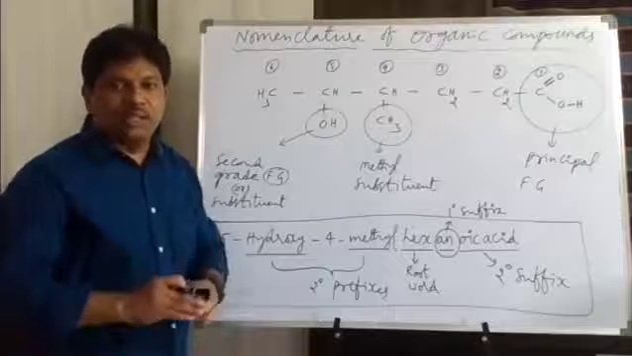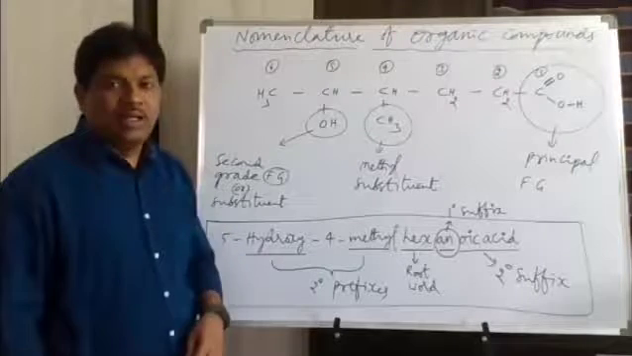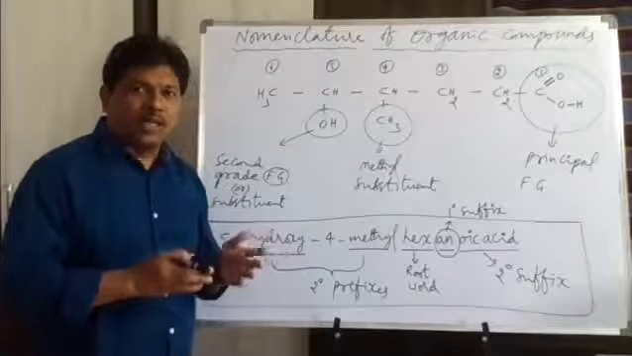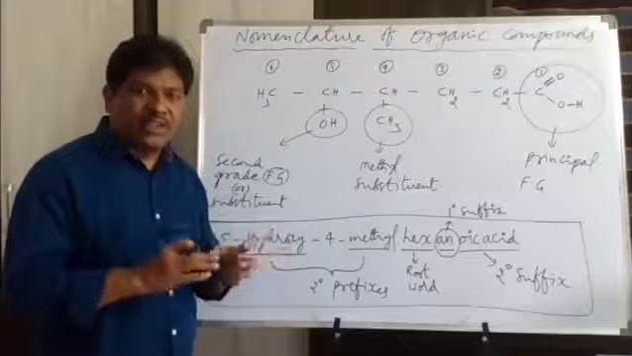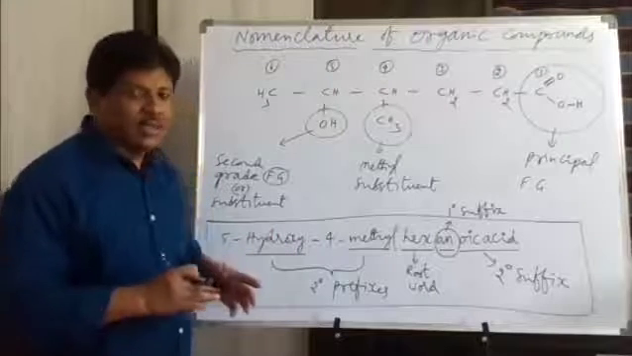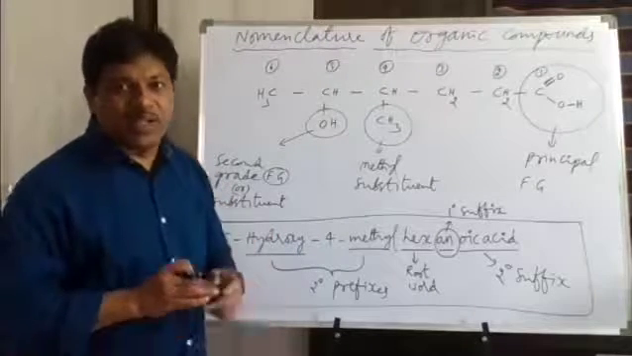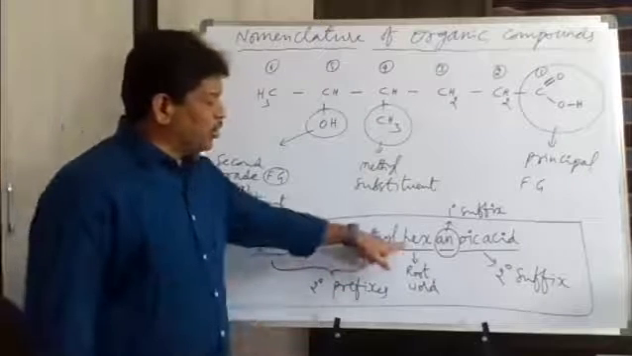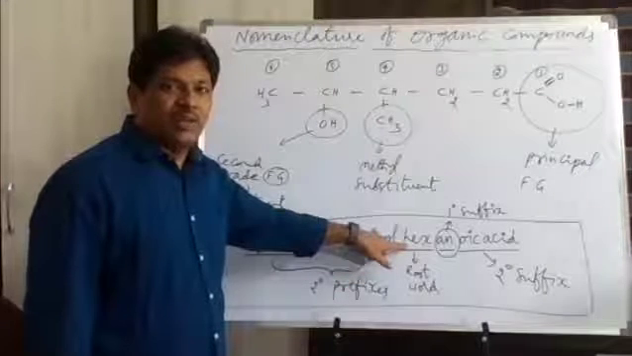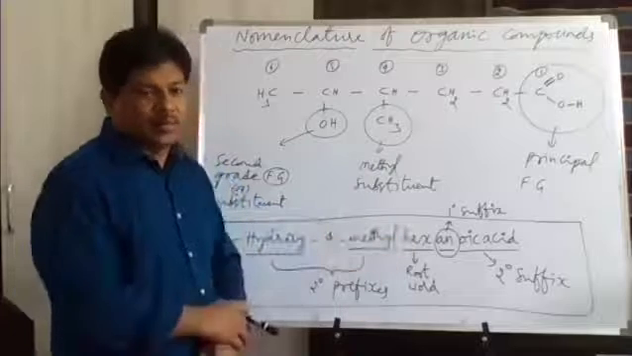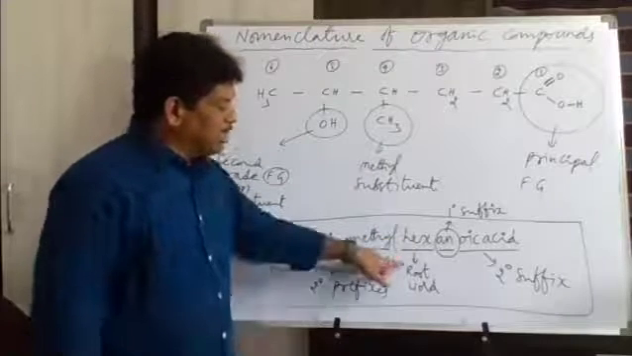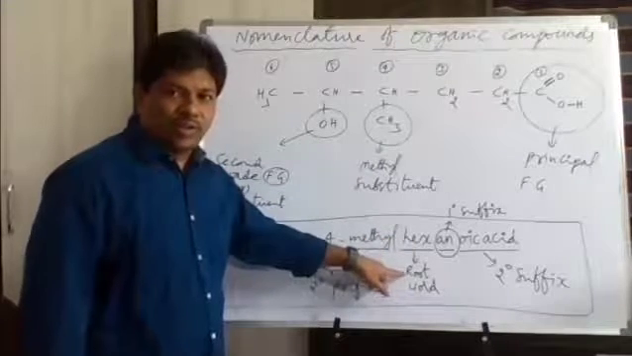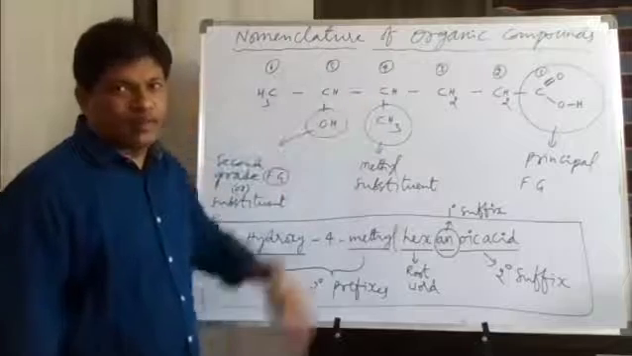Whenever 6 carbon atoms are present in the longest chain available, the parent carbon chain contains 6 carbons. When there are 6 carbon atoms in the parent chain, the word root used is what? Hex. The hex word root indicates 6 carbon atoms. So hex is the word root of this given structure.